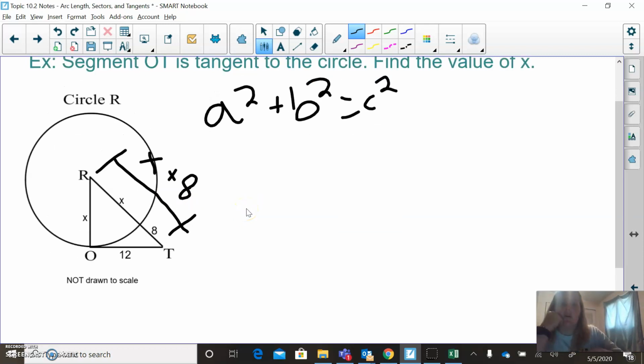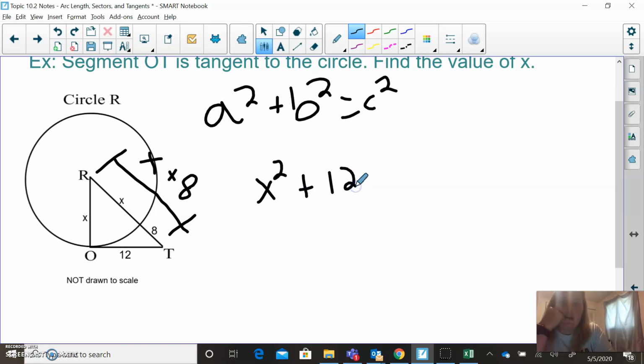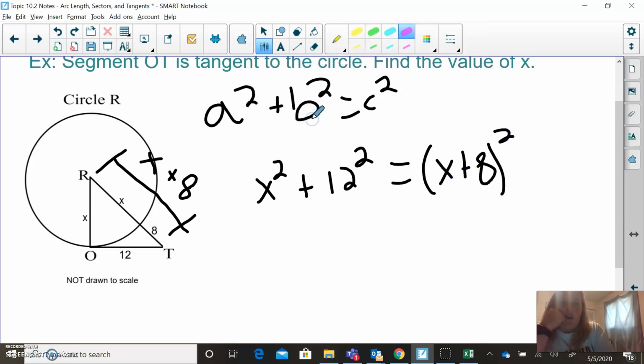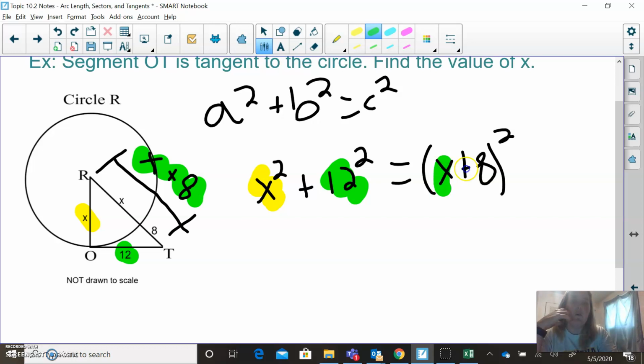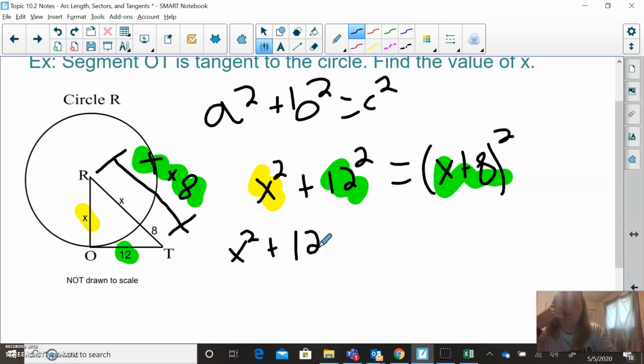Okay, so let's keep going. So a is going to be x, so x squared plus 12 squared equals x plus 8 squared. X comes from there, 12, and then I added the two pieces together to get the whole thing. So of course, that just stays x squared plus 12 squared, or plus 144.